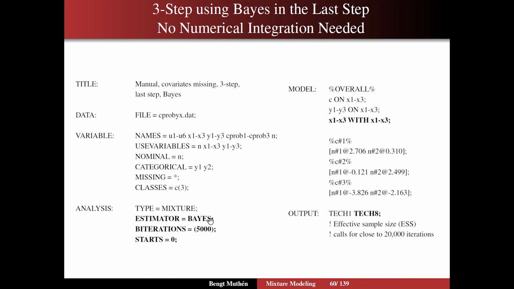And the estimator now is Bayes, and we ask for a certain number of Bayes iterations, at least 5,000 is what we're saying here. Start is 0 still because it's the last step. Now turning to the model here, it's the same as for ML with the integration. We bring in the axis using a WITH statement, and we have fixed the nominal N variable, most likely class variable, at the loaded values that we had before for the ML approach.